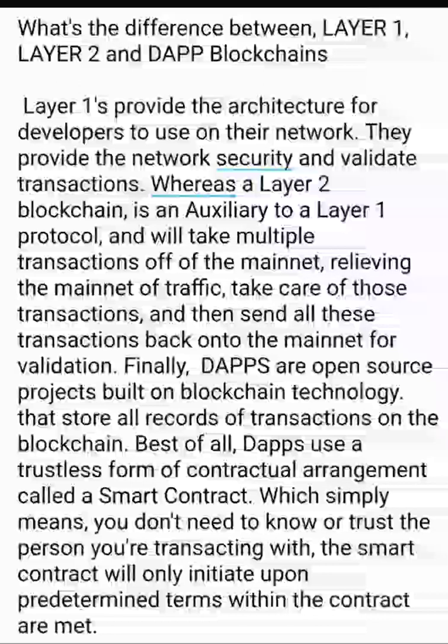And they use smart contracts, which is a trustless system in which you do not need to know who the person or entity is that you are dealing with. The conditions of the transaction are written into that contract. Once those conditions are met, that contract is initiated automatically.